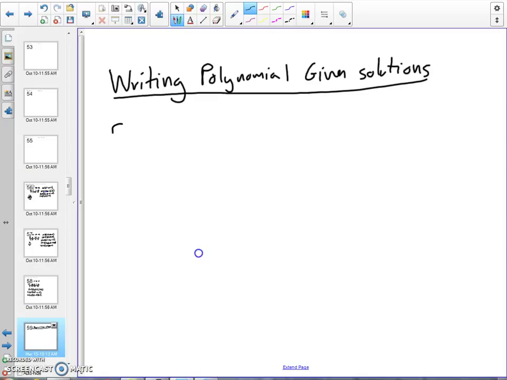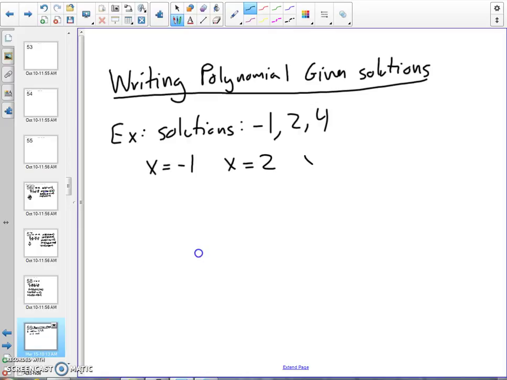So let's look at an example. Say I'm given that my solutions are -1, 2, and 4. So if I'm given that those are my solutions, at some point I ended up with x equals -1, x equals 2, and x equals 4. So what I want to do is turn those back into the factors. So the factors would be when they are equal to 0. So this one would be x plus 1. This one would be x minus 2 and x minus 4.